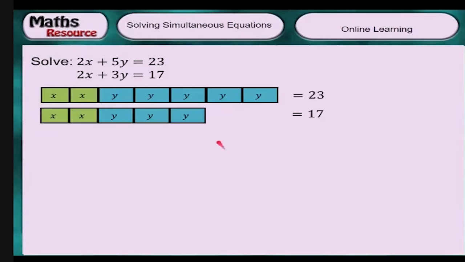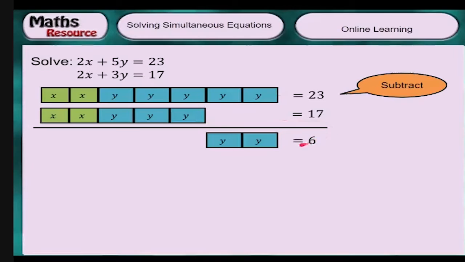So what I'm going to do is subtract what I can. So we're going to get rid of that one and that one, that one and that one, that one and that one, that one and that one, that one and that one. That just leaves me with 2 y's. Now remember, if you think back to when we did solving equations, whatever we do to one side of the equal sign, we do to the other. So this time I'm doing 23, take away 17. I've taken away all these, and I know these are the same value as these. So I'm doing 23, take away 17. That leaves me with these two on their own, which equals 6.